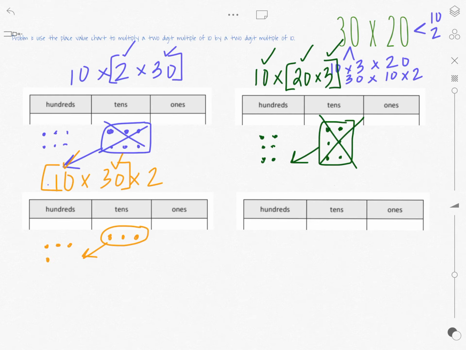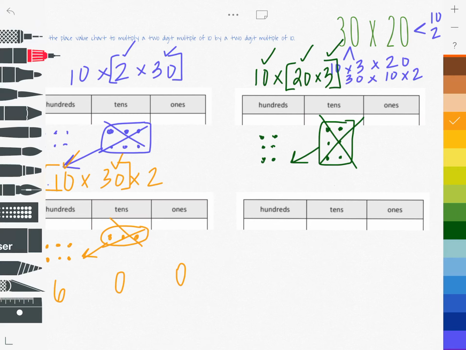But now, instead of doubling it in the tens place, I'm going to double it in the hundreds place. So I'm going to end up with 2 groups in the hundreds place, giving me 6, 0, and 0. So notice I just flip-flop my steps. That's the only difference here is I flip-flop my steps. Okay, let's look at this last problem over here.